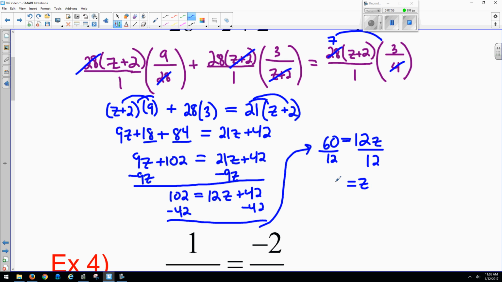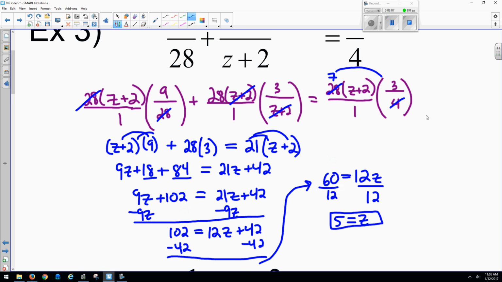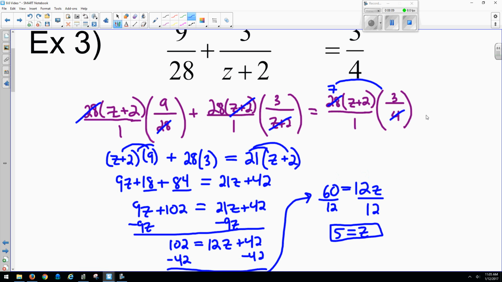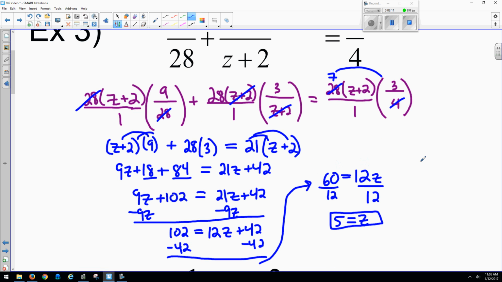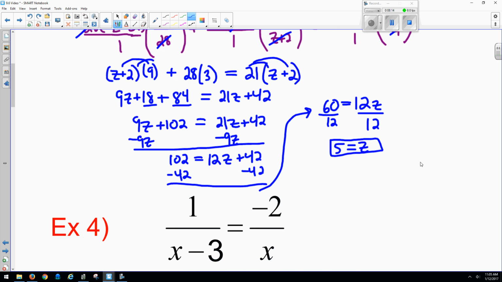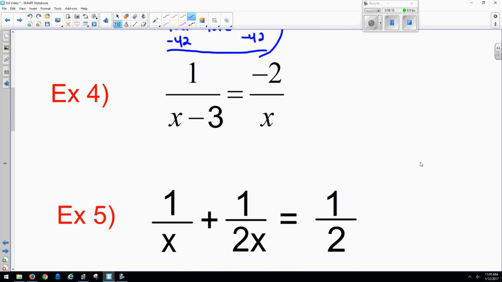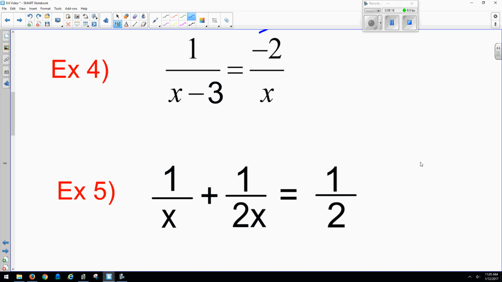So z is 5. Now, like I said, we're going to be talking about checking your answers and why that's a good thing with rational equations. But that's the procedure. Hopefully you took enough time to write all of that down. If not, pause it. Here are 2 of these examples for you to try. One of them is just cross multiplying, and the second one is to find a least common denominator and follow that procedure. We will talk about all of this in class tomorrow.